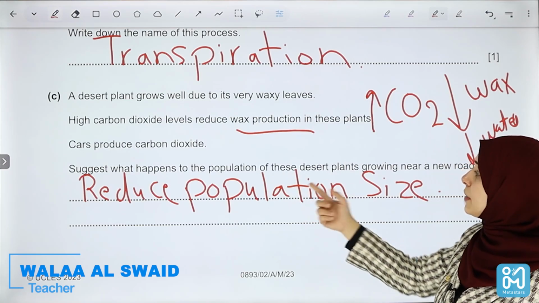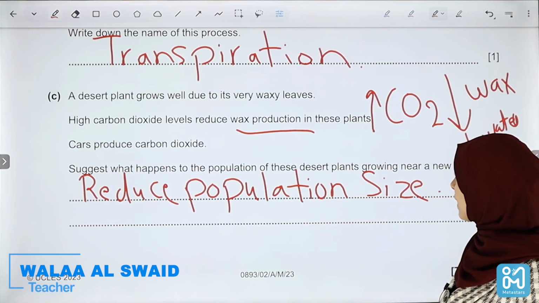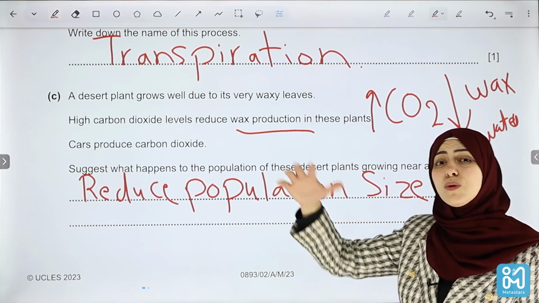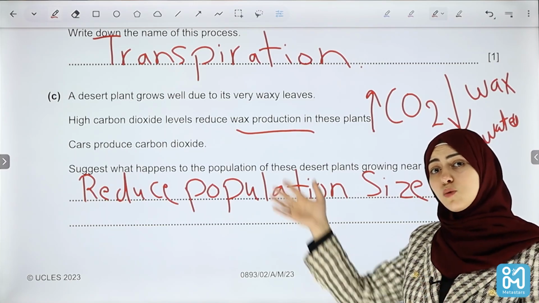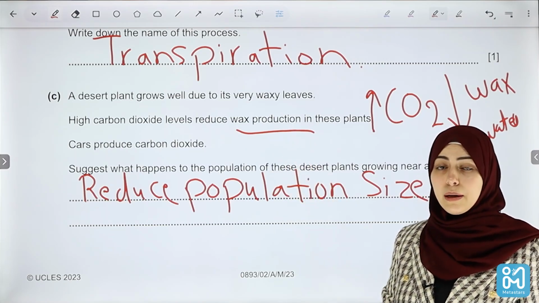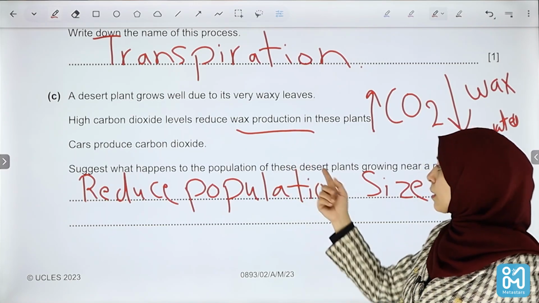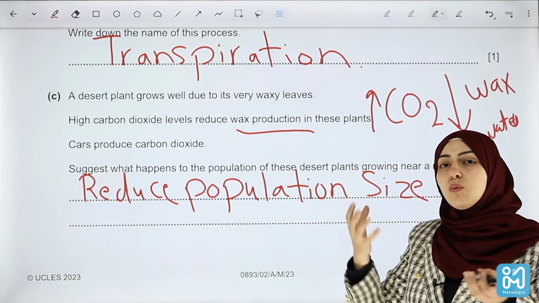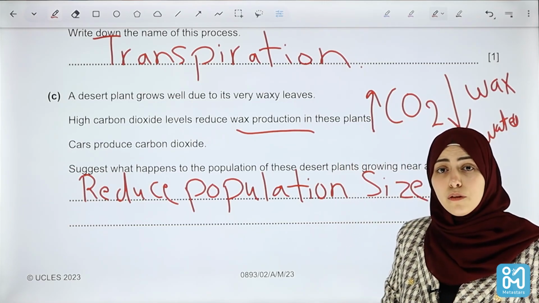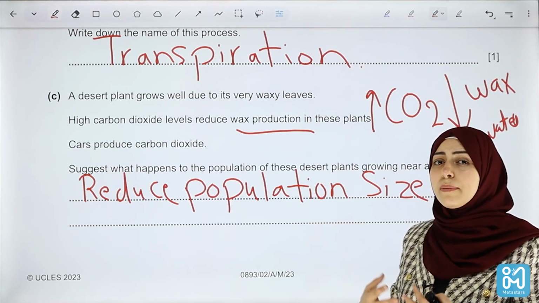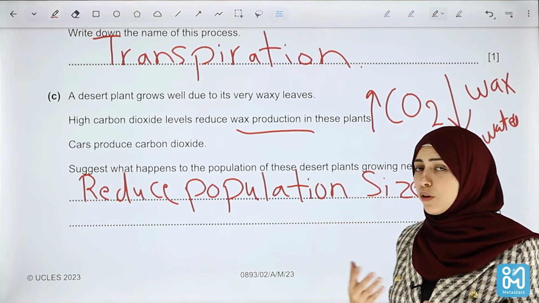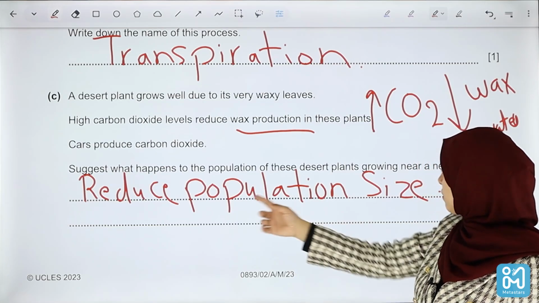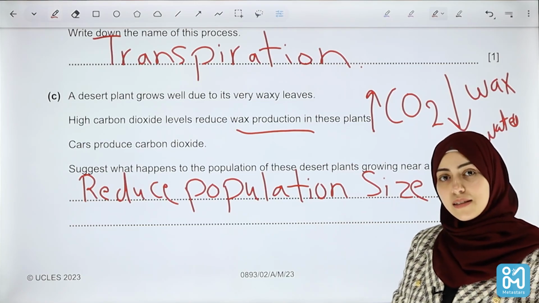So suggest what happens to the population of these desert plants growing near a new road. Reduce the population. These plants will reduce in number. Why? Because of less wax production, the water will be less in the leaf, so these plants won't be able to survive or to grow in size. So that's why the population size reduces.